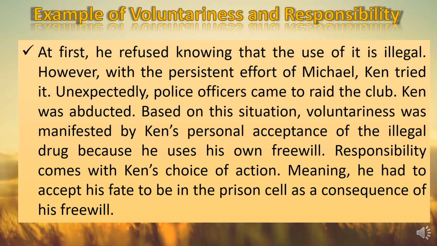Ken first refused, knowing that the use of it is illegal. However, with the persistent effort of Michael, Ken tried it. Unexpectedly, police officers came to raid the club. Ken was arrested. Based on this situation, voluntariness was manifested by Ken's personal acceptance of the illegal drug because he used his own free will. Responsibility comes with Ken's choice of action, meaning he had to accept his fate to be in the prison cell as a consequence of his free will.